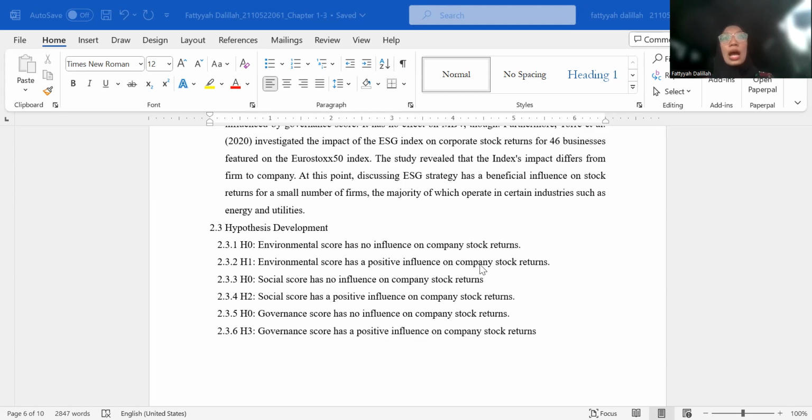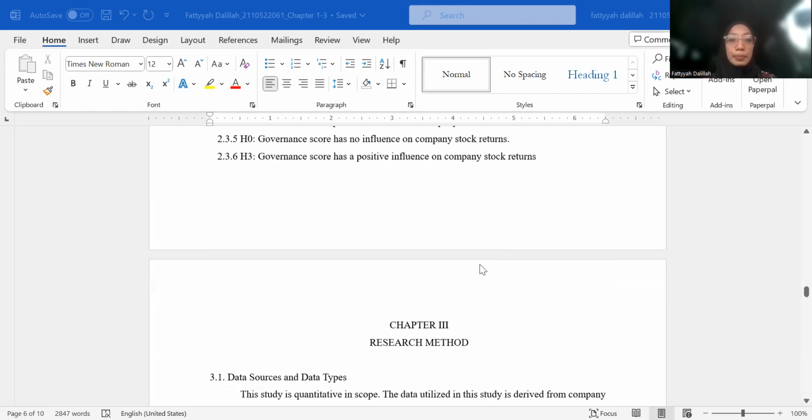But in hypothesis one, I propose that the environmental score has a positive influence on the company's stock returns. The second one, the social score, has a positive influence on the company's stock returns. And the third one is that the governance score has a positive influence on the company's stock returns.